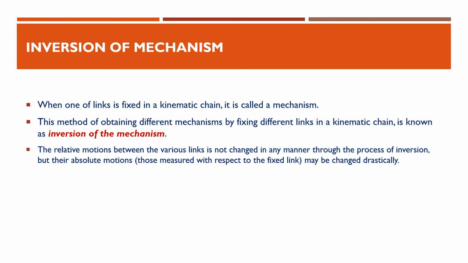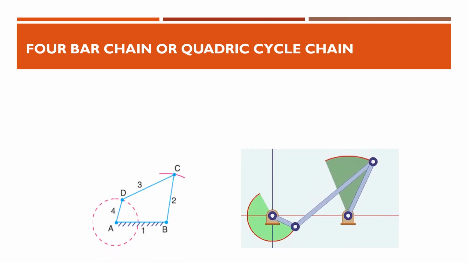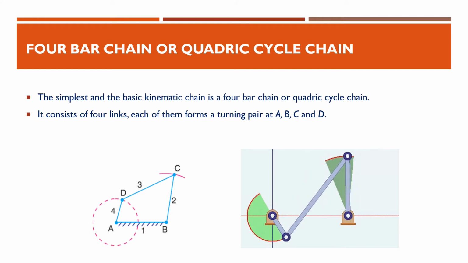Okay, so let's come back to the 4-bar chain. This is one of the basic things. The 4-bar mechanism and slider crank mechanism are among the basic mechanisms, not only from the subject point of view, but from the academic point of view also. Okay, so this is the basic 4-bar mechanism A, B, C, D, and in this figure AB is the fixed link. The simplest and the basic kinematic chain is a 4-bar chain. It consists of 4 links. Each of them forms a turn pair at A, B, and C.